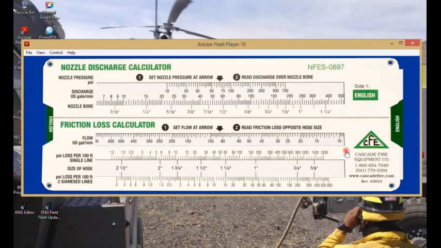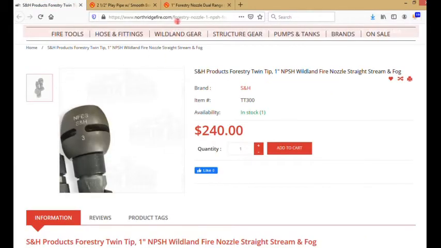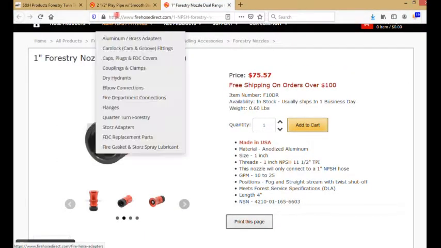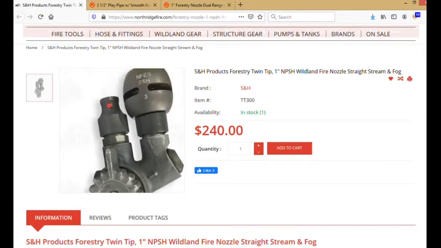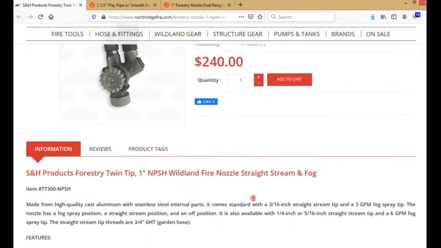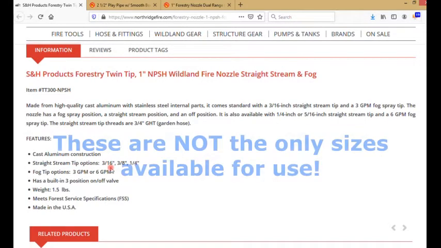But getting back into the calculator, the proper way that you use this is you first of all want to determine which nozzle type you got, whether it's a smooth bore, a Forester nozzle, or a combination. So let's start off with what the Firestream calculator was designed for, which is smooth bores. So let's go back to this. So here you can see that we've got the smooth bore, and down in the bottom you can see here that the straight stream tip options are 3/16, 3/8, and 1/4 inch in diameter.